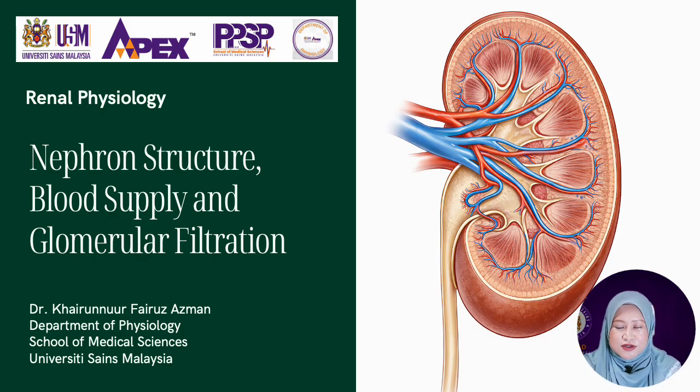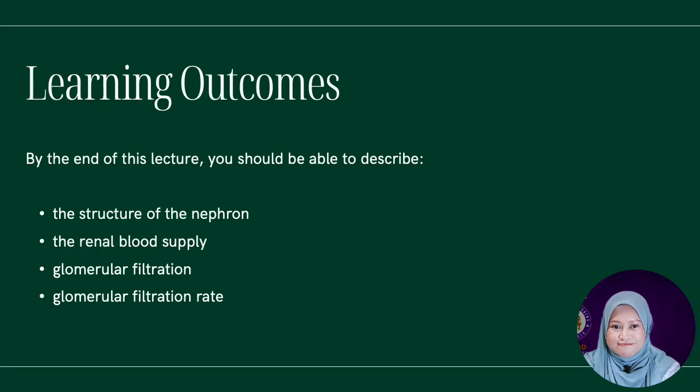Right, so in this video, we are going to talk about renal physiology, specifically the structure of the nephron, its blood supply, and one of the most important functions of the kidney, which is glomerular filtration. So by the end of this video, you should understand the structure of the nephron, renal blood supply, or how blood flows through the kidney. And you should also know how glomerular filtration occurs in the kidney, as well as glomerular filtration rate, or GFR.